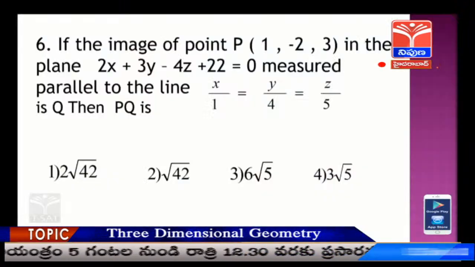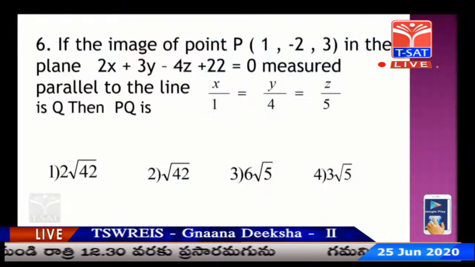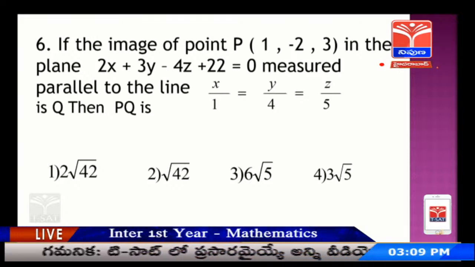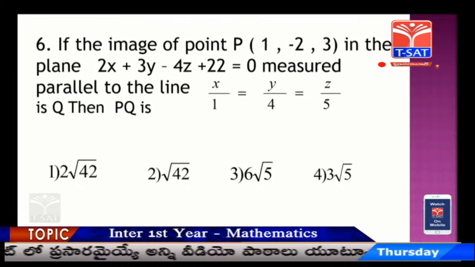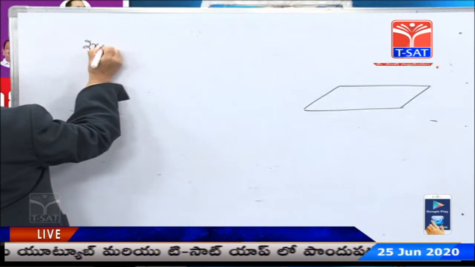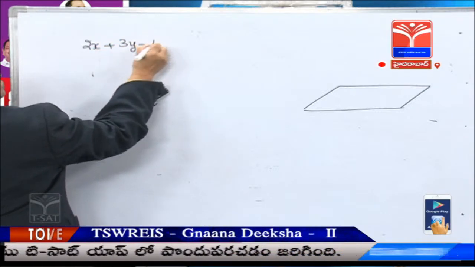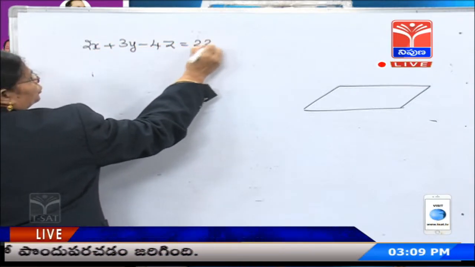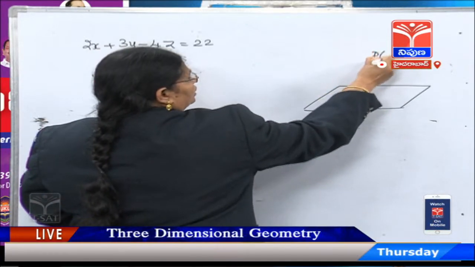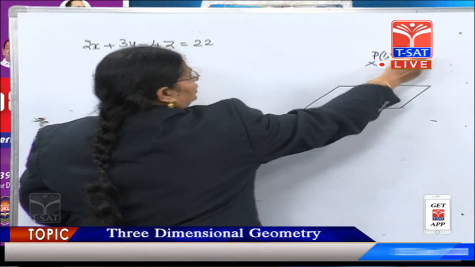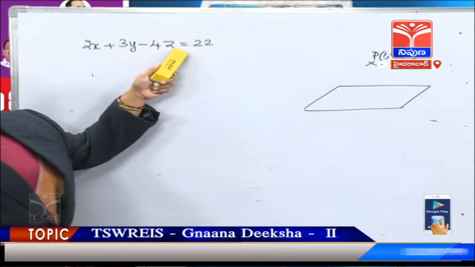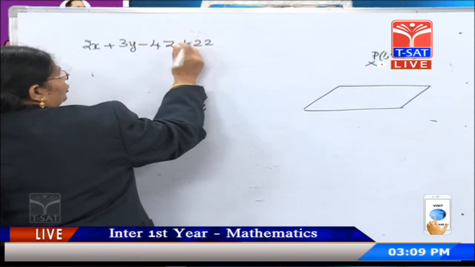If the image of the point P in the plane, measured parallel to the line, is Q, then find PQ. The plane is 2x plus 3y minus 4z equal to 22. We want the image of the point P, which is (1, minus 2, 3), in the plane 2x plus 3y minus 4z plus 22 equal to 0.